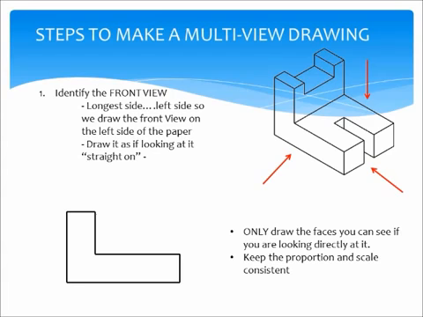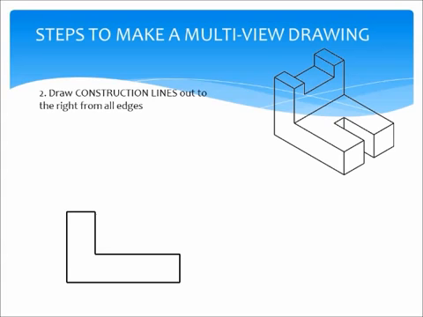Okay, only draw faces you see, and keep the proportion and scale consistent. All right, next, what we're going to do once we have our front view drawn is we're going to put in what are called construction lines. Construction lines come off of the edges of the front view.